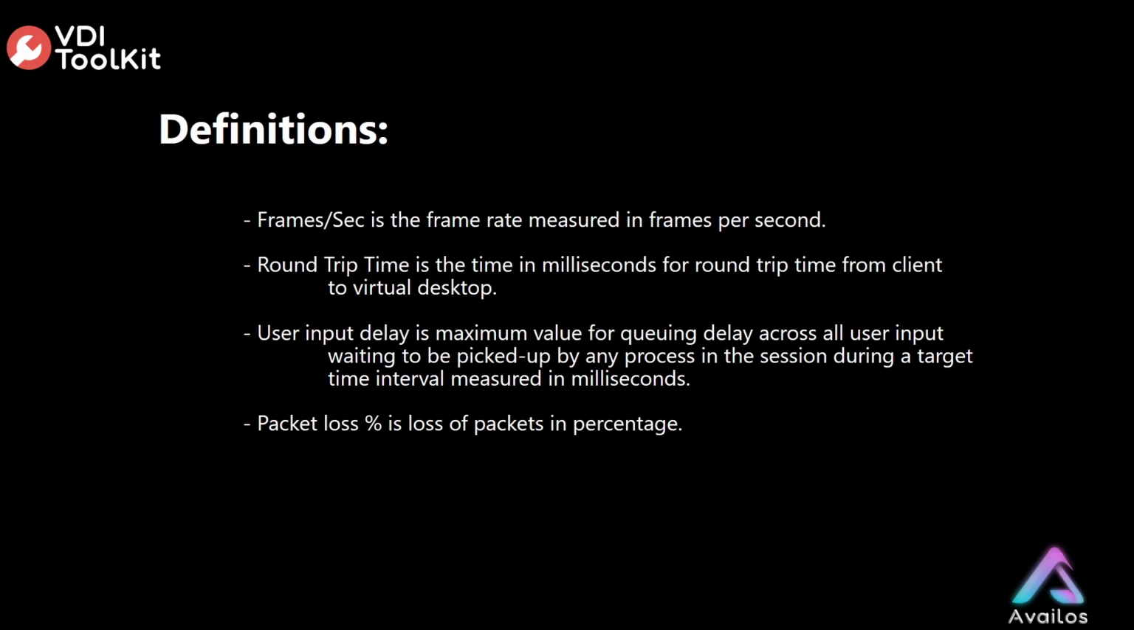Frames per second is the frame rate measured in frames per second. Round trip time is the time in milliseconds for round trip time from the client to the virtual desktop. User input delay is the maximum value for queuing delay across all user input waiting to be picked up by any process in the session during a target time interval, measured in milliseconds. And packet loss percent is loss of packets in percentage.